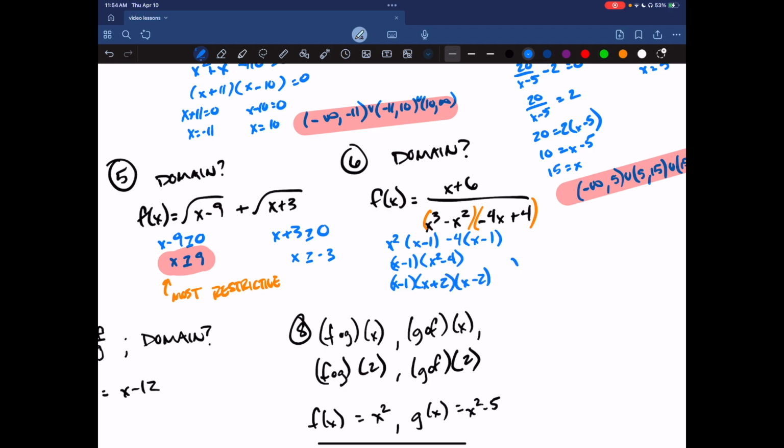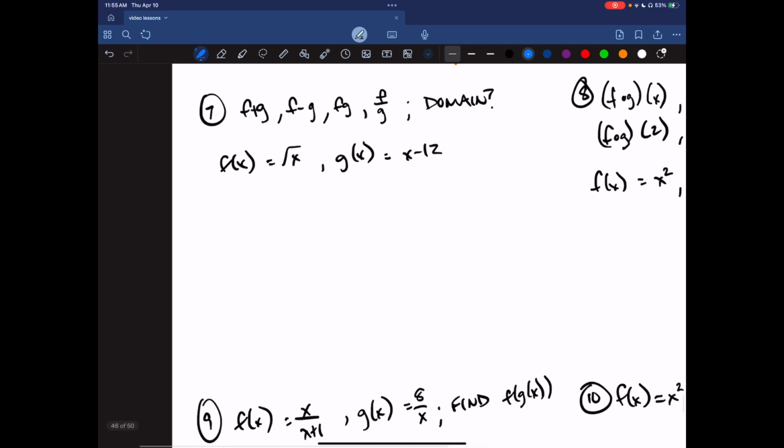So x equals positive 1 and plus or minus 2. It's going to give you positive 2 and negative 2. So again, you have to write your domain from negative infinity to positive infinity and include all of these breaks. So you have a hole at negative 2, a hole at 1, a hole at 2, and that's how that's written.